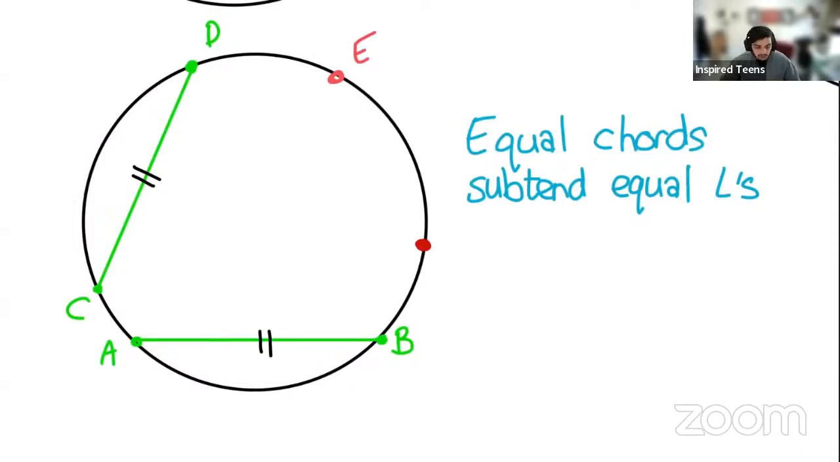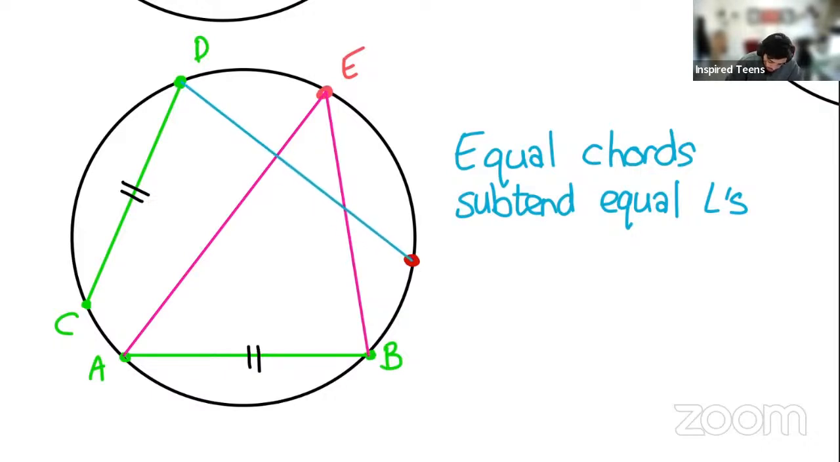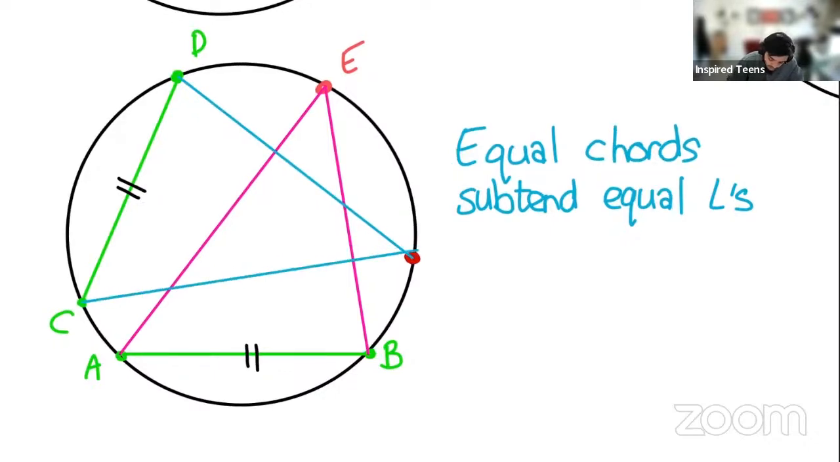Let's have a look at this: equal chords subtend equal angles. So let's say we don't have the same chord. We have two separate chords, like here, AB and CD. However, AB and CD are equal in length. So what does that tell us? The angle subtended by chord AB at E, and the angle subtended by chord DC at the point that is not labeled, we'll label it in a second. Let's call these A, B, C, D, E, F. These angles are both equal, so I'm going to call them both theta, indicating that they're equal.